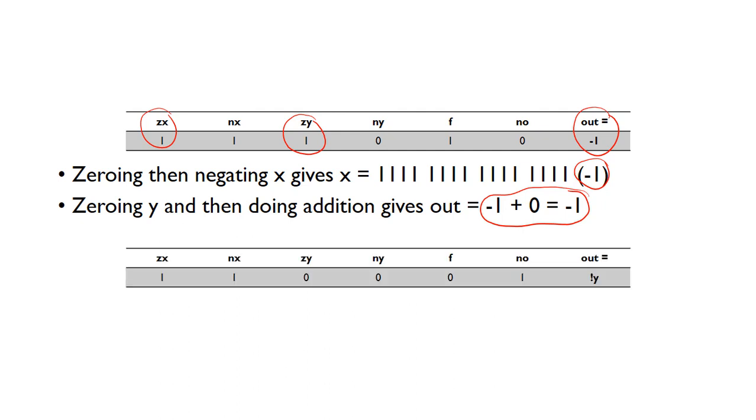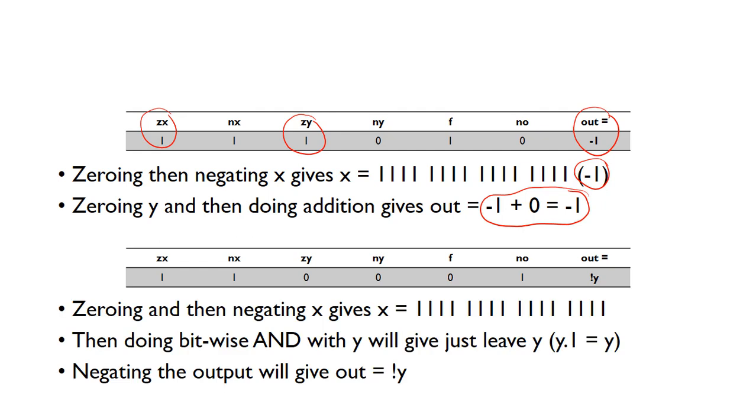Another example, this one we get not y. Every time you see zx and nx, or zy and ny, when they're both 1, we essentially end up with all ones on the input. And then we do a bitwise AND with that, and we just end up leaving y. And then we can negate the output. So here we've ended up with just y. We negate the output, and so we end up with not y.